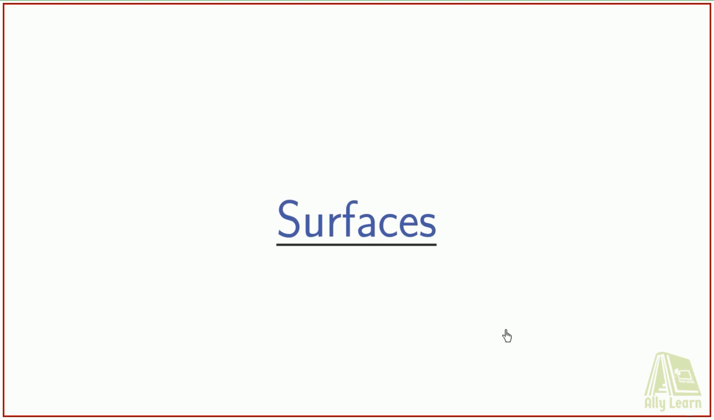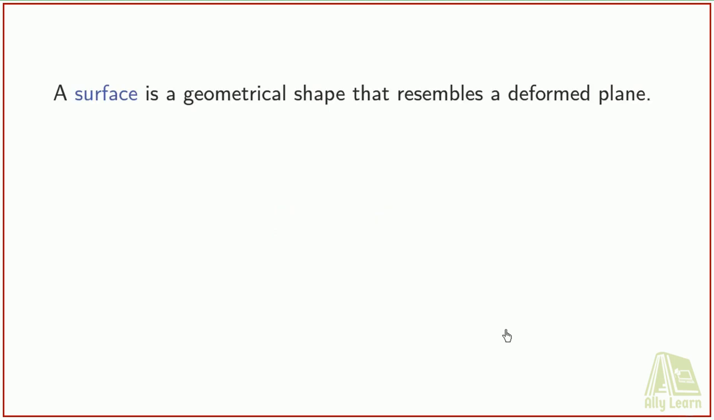So friends, roughly what do you understand by a surface? What is a surface? Surface क्या होता है? Let's see. A surface is a geometrical shape that resembles a deformed plane. So, surface एक geometrical shape होता है which is basically like a deformed plane. What is a deformed plane?